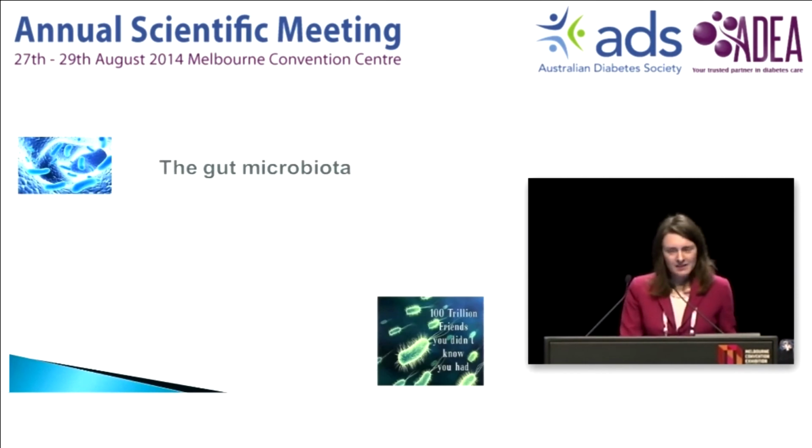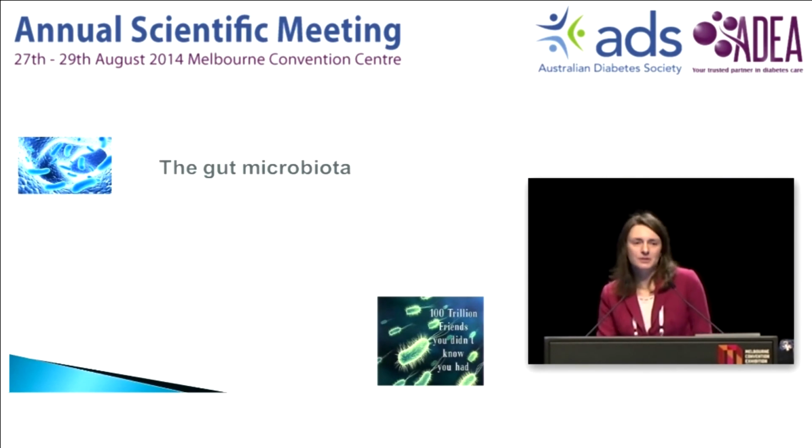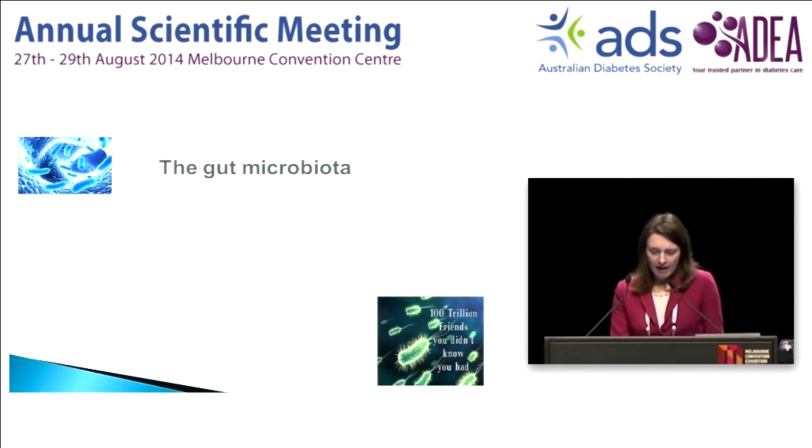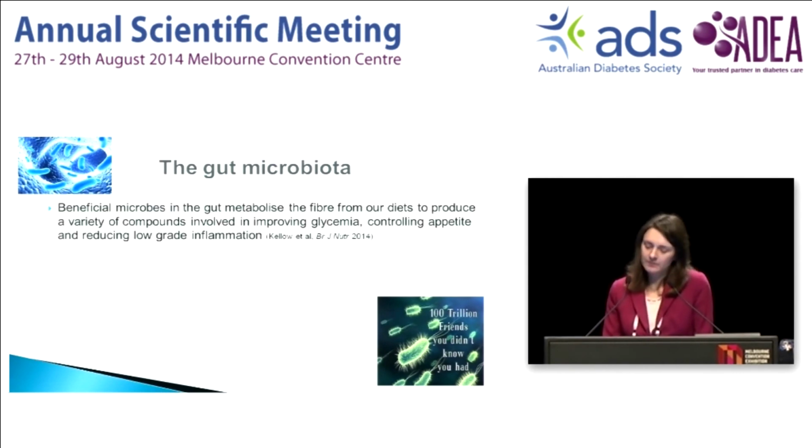And then there's the emerging evidence that the fibre that we eat is very important as a food source for the bacteria in our gut. The bacteria in our gut metabolise the fibre that we eat and produce a number of compounds that are very important to the health of people with diabetes. And there's an article there that I would recommend because it's quite good.